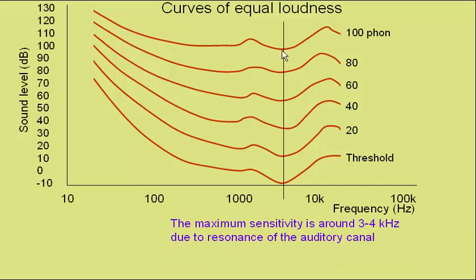You'll notice all the curves of equal loudness dip along this line. This shows the maximum sensitivity of the ear is around 3 to 4 kHz, and this is due to resonance within the auditory canal.